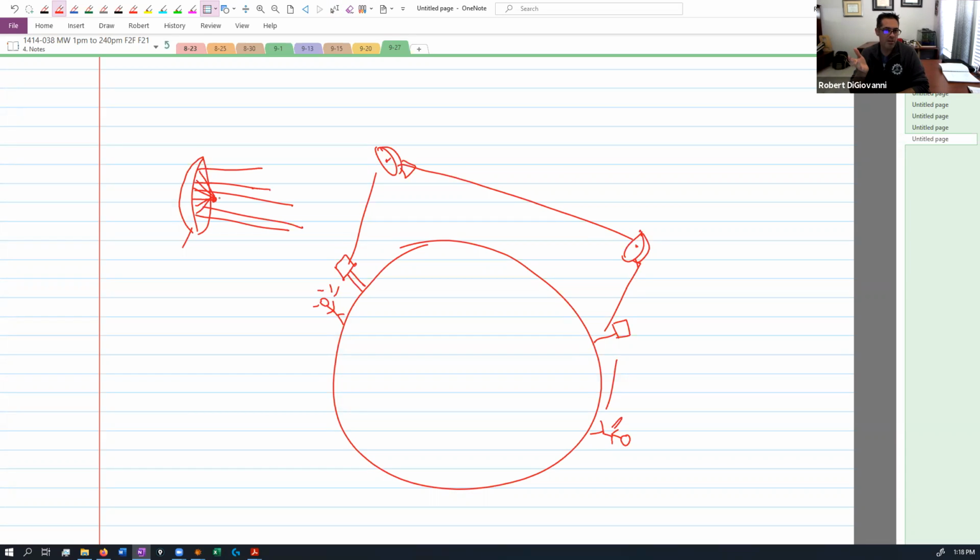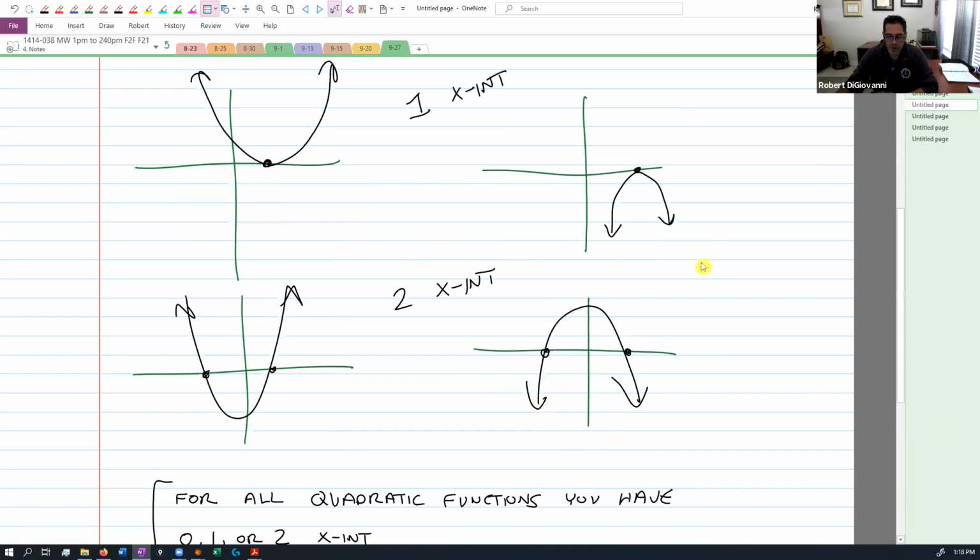Your headlights on your car, right? They use a parabolic mirror behind the headlights so that you get a beam of light to come out. Okay, it's parabolas. So that's it. That's all I want to say about that.